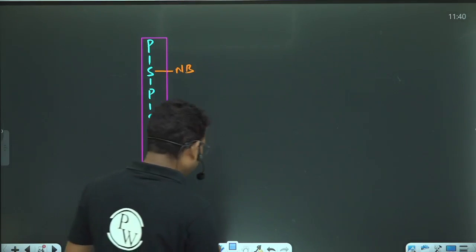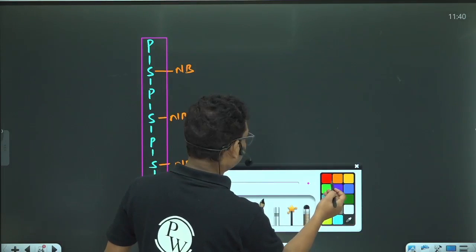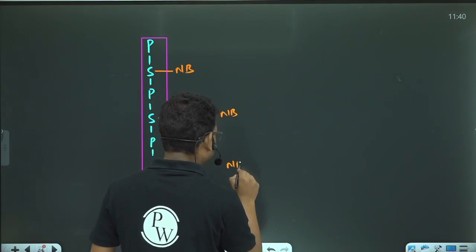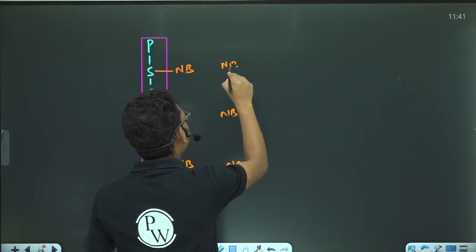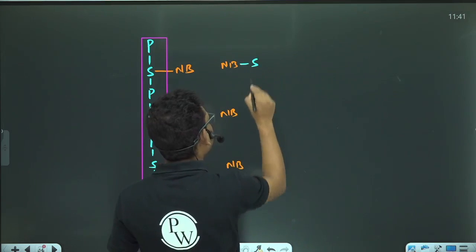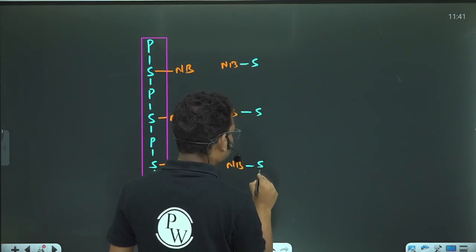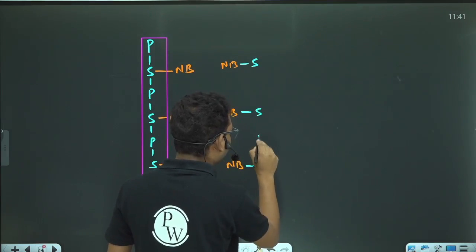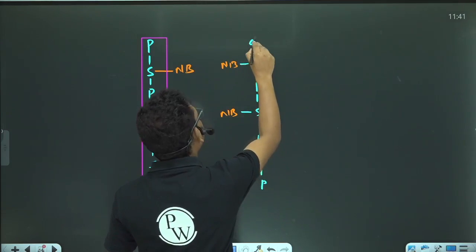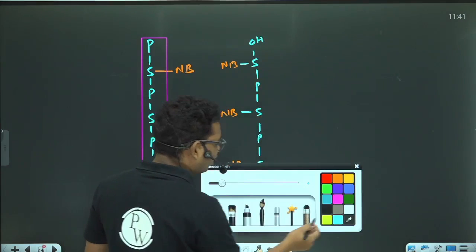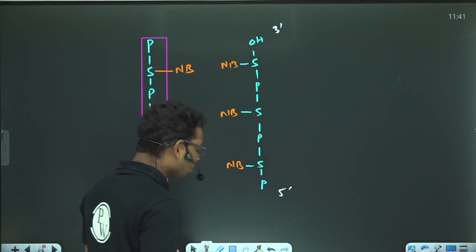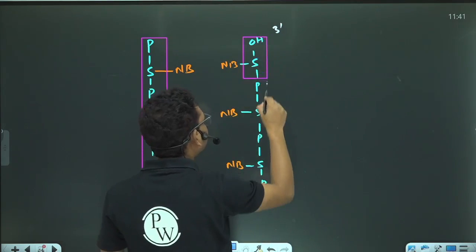Okay. Now I can draw another diagram like this. So here I will have a nitrogenous base, here also a nitrogenous base, and here also a nitrogenous base. These nitrogenous bases will be conjugated or bound with the sugar molecules. So here I will have sugar molecules, and here I will have phosphate, and here phosphate, and here I will have an OH group. So the end of the nucleotide chain which has the OH group will be called the 3 prime end, and this end will be called the 5 prime end, right?